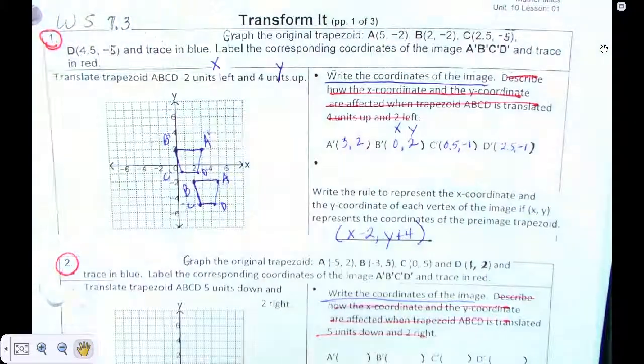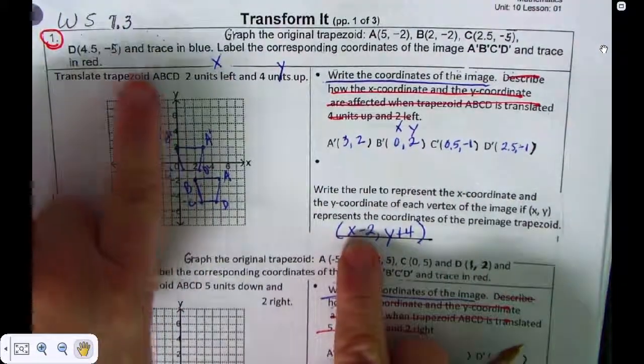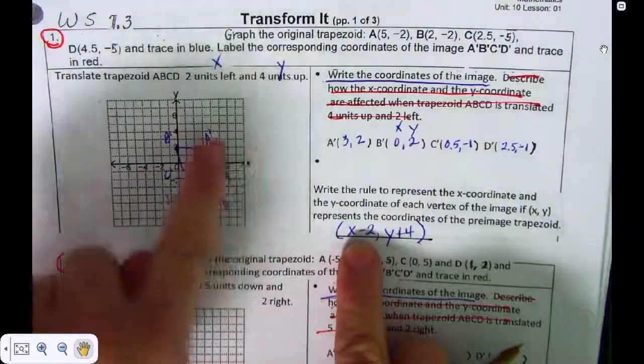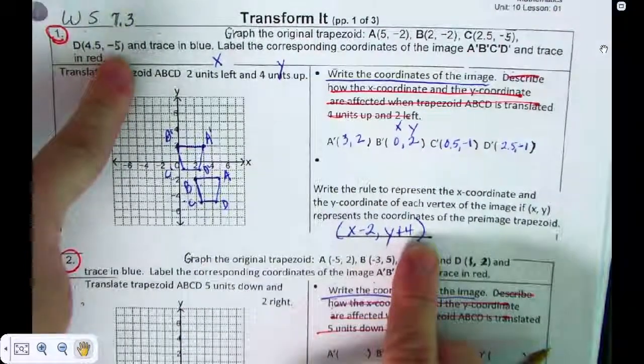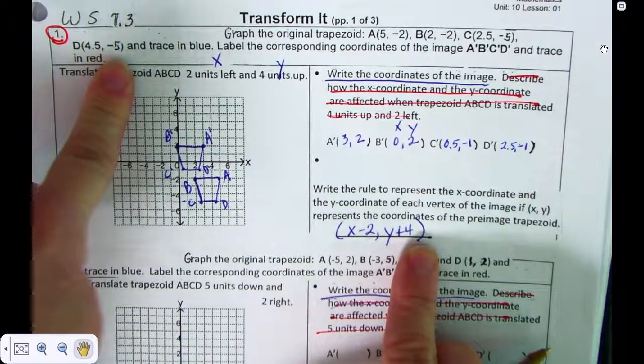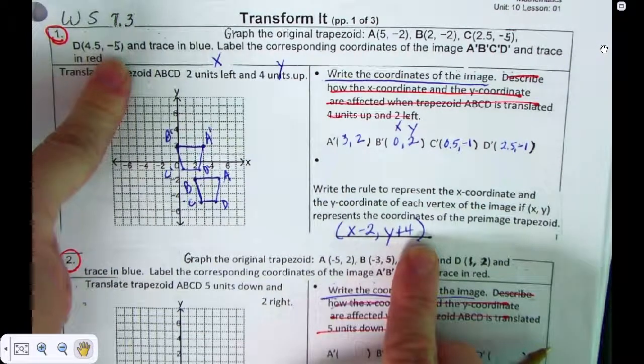Guys, remember what you could have done? You could have subtracted 2 from all your x's and added 4 to all your y's. You could have done the math on that sweet little calculator you get. Just saying.